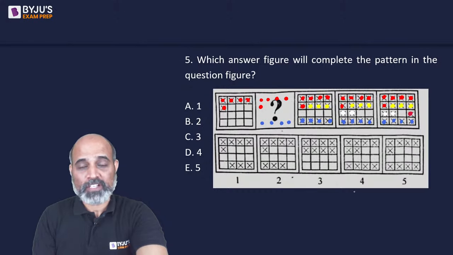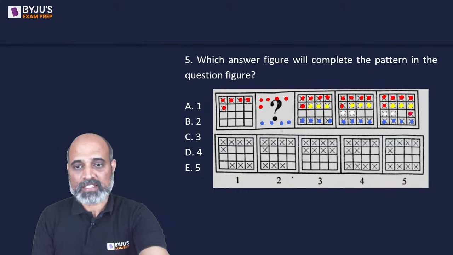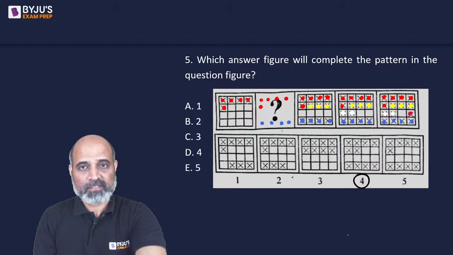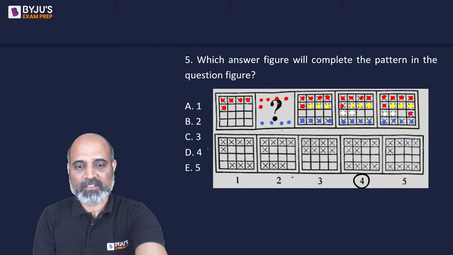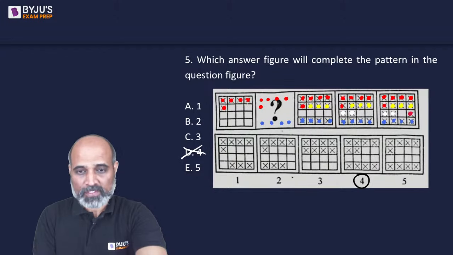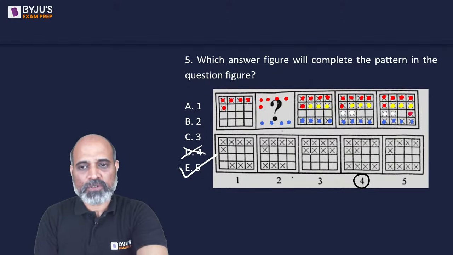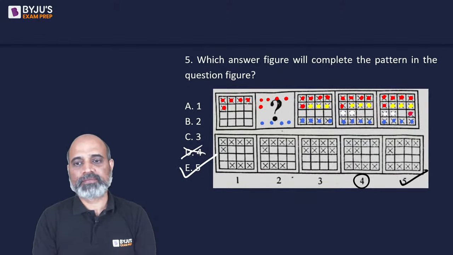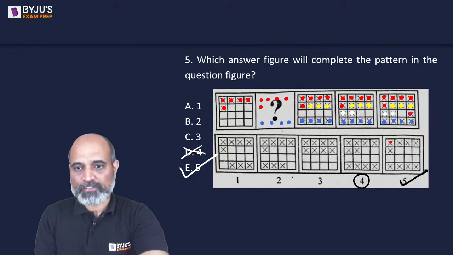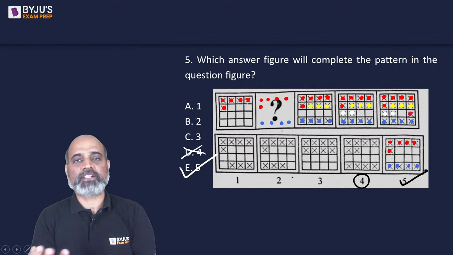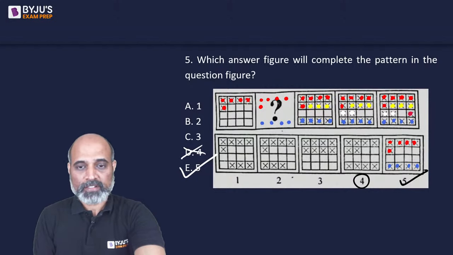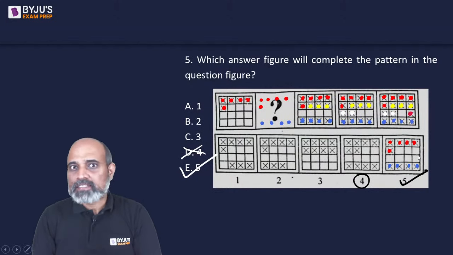Is it the 4th figure? Is this the answer? No, D is not the answer. A lot of you have answered D. Nidhi has answered E, so E is going to be the answer, 5th one, right? So we are going to have 5 crosses at the top, and then we are going to have 4 crosses at the bottom. 5, 4, 3, 2, 1, it goes like this, right? A little miscellaneous type.